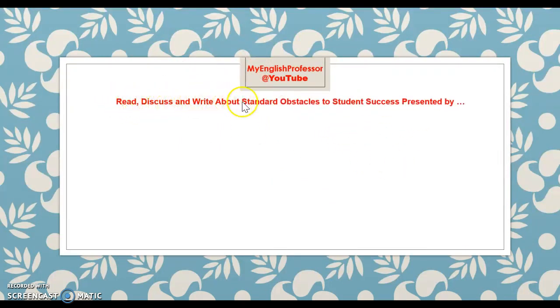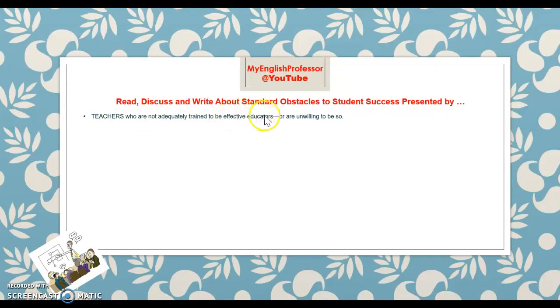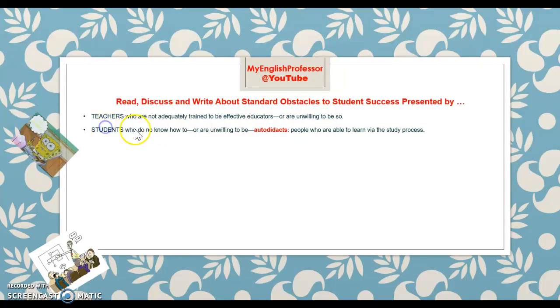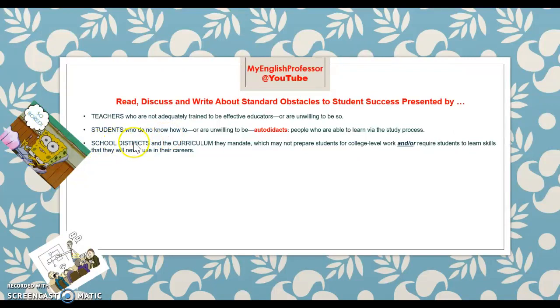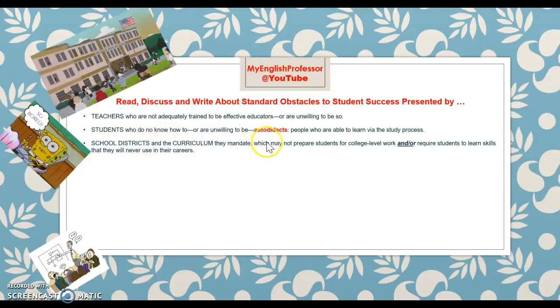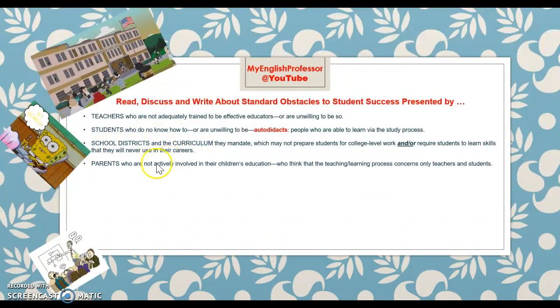Read, discuss, and write about standard obstacles to student success presented by teachers who are not adequately trained to be effective educators or are unwilling to be so. Students who do not know how to or are unwilling to be autodidacts, people who are able to learn via the study process. School districts and the curriculum they mandate, which may not prepare students for college level work and/or require students to learn skills that they will never use in their careers.